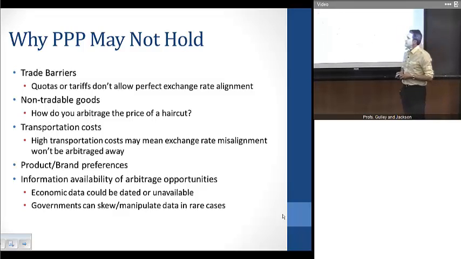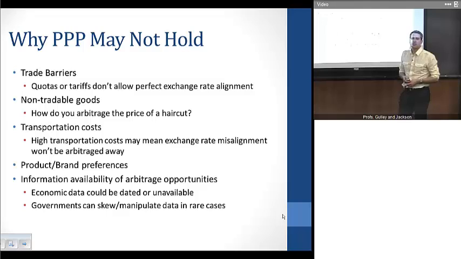The second point is that there are non-tradable goods in different countries. A good example is thinking about a haircut. How do you arbitrage away the price of a haircut in different countries? It's really hard to import haircuts into another country, right? That's a service that's usually locally based. And because of the extent to which these non-tradable goods might be interfering with the arbitrage opportunity, that could pull us away from purchasing power parity actually holding.